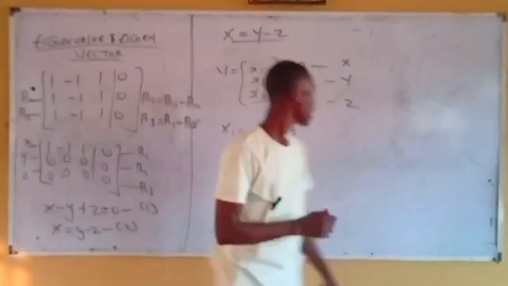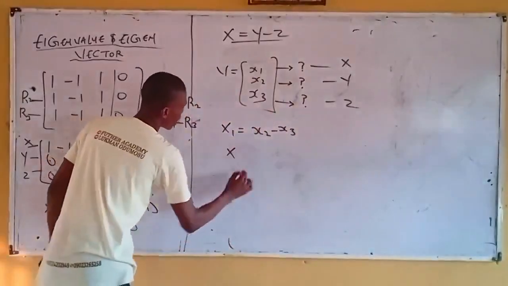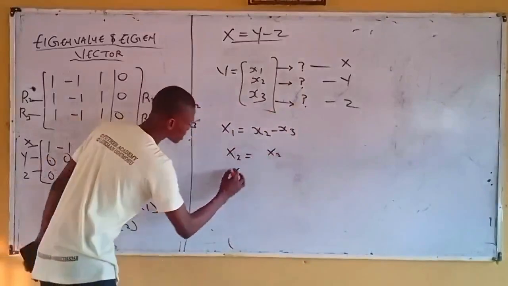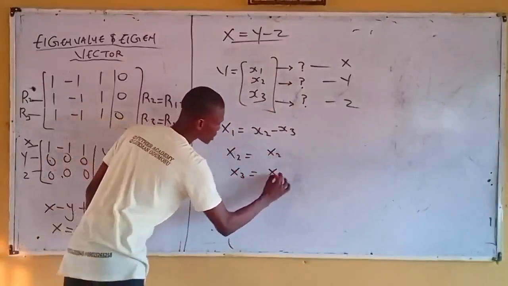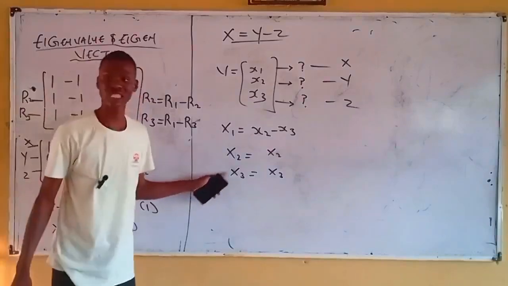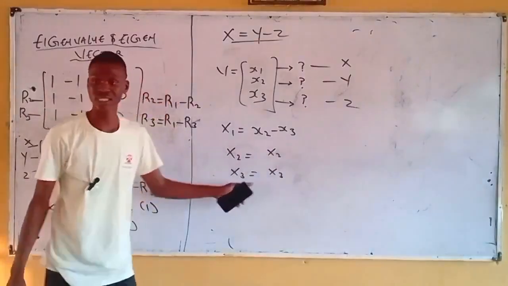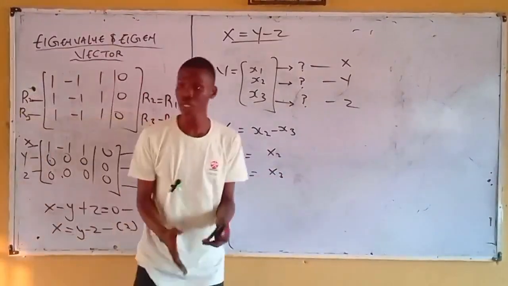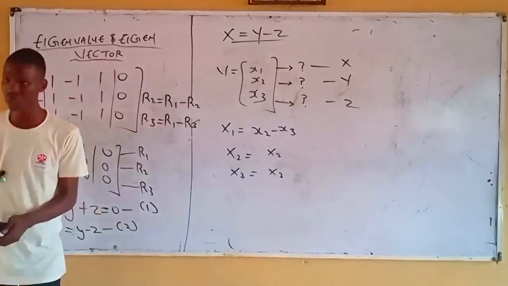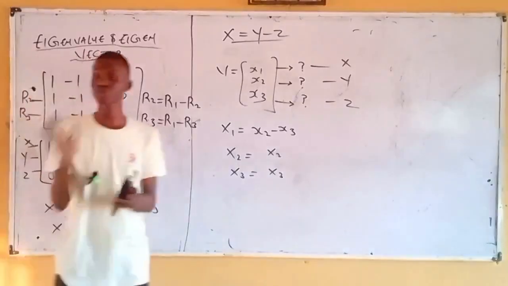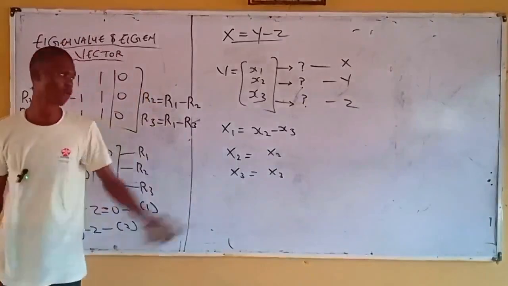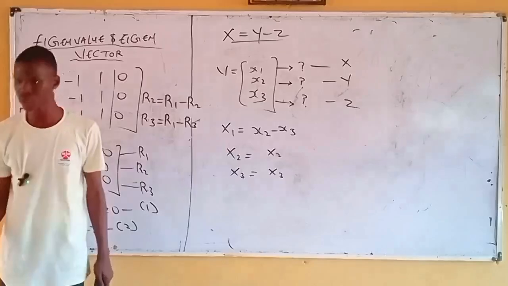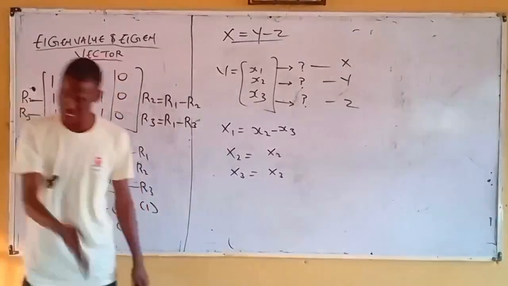Now take note that x2 is still the same thing as x2. x3 is still the same thing as x3. So in conclusion, the value of my eigenvector, I've represented it as x1, x2, x3. What's my x1 now from this interpretation? x2 minus x3. What's my x2? x2. What's my x3? x3.